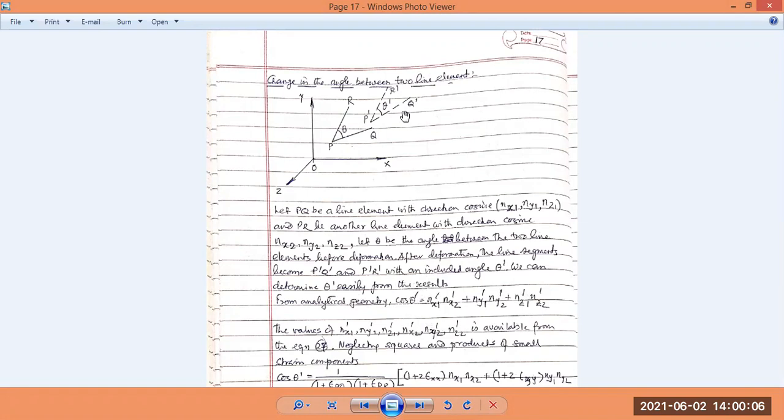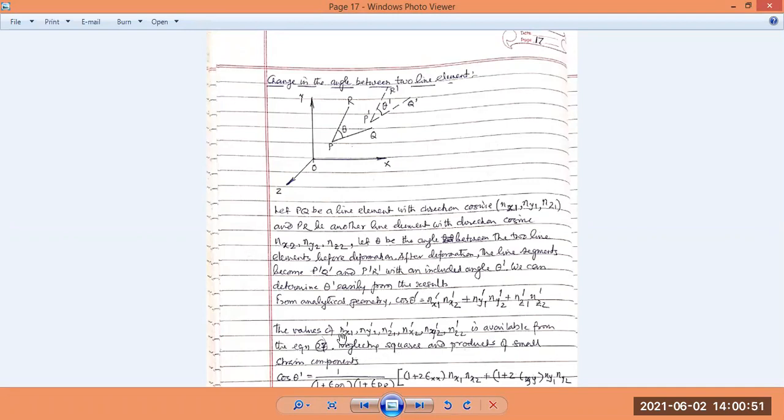Theta dash is given by the individual changes in the direction cosines of the straight lines whose included angle is equal to theta dash. Initially it was nx1, and it now becomes nx1 dash. Initially this was nx2, it becomes nx2 dash. Likewise ny1 and ny2 become ny1 dash and ny2 dash. It is all changing accordingly, as the original position PQ has changed to P dash Q dash, so all the direction cosines are supposed to change. From geometry, the angle in between will be the summation of the products of the individual direction cosines in the new position.